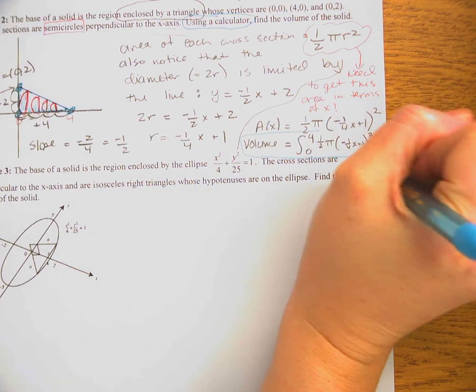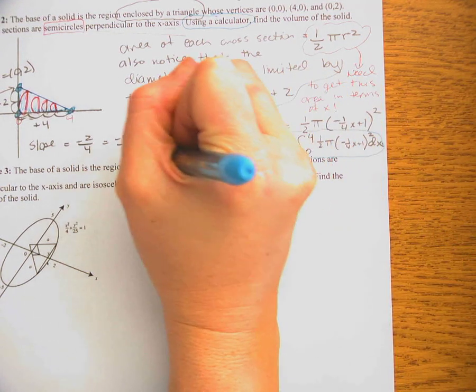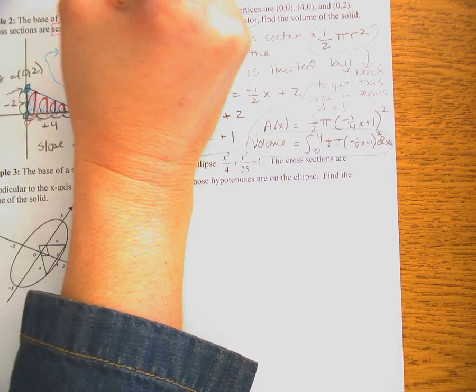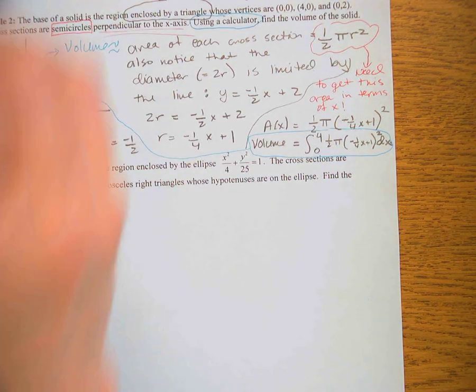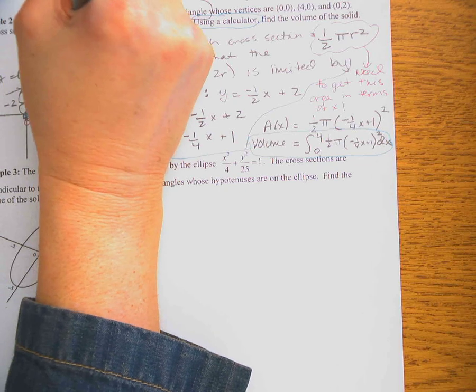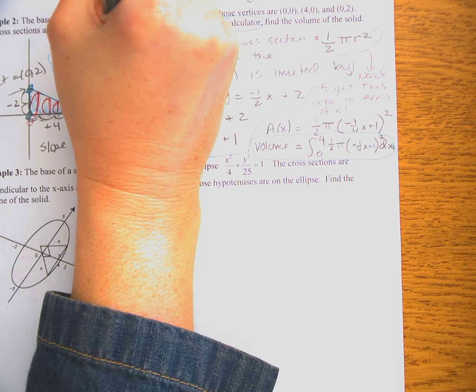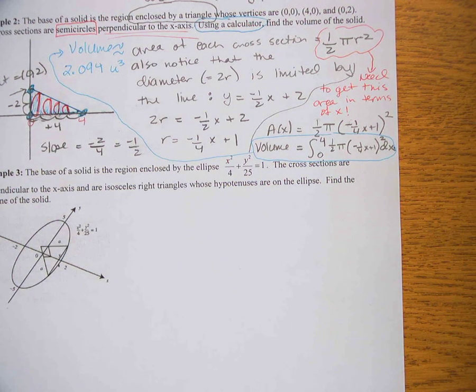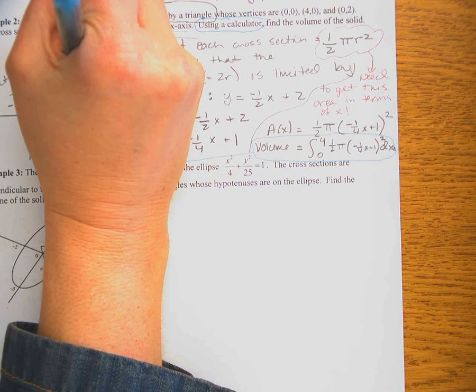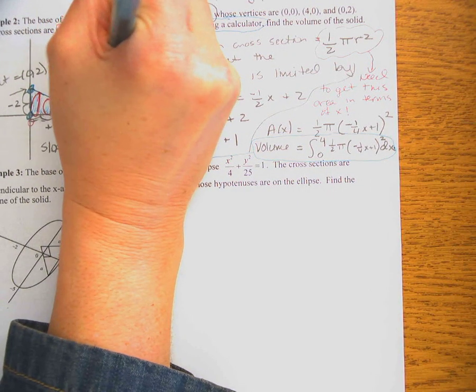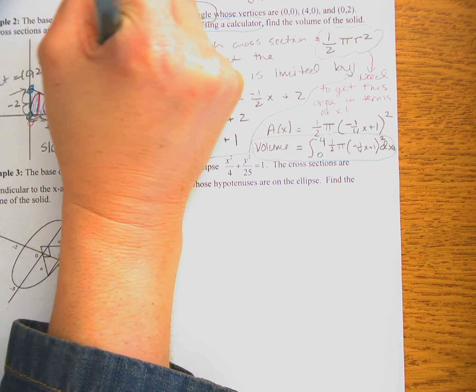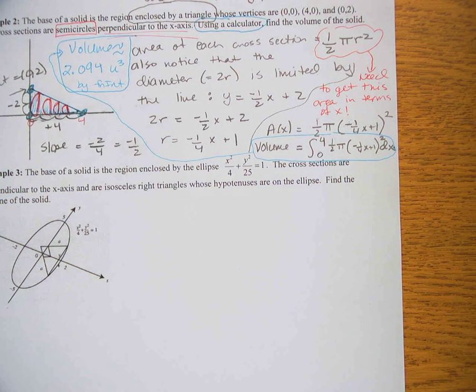So let's take the answer to this, and I'm going to write it over here. So volume ends up equaling approximately 2.094 units cubed, because it never gave us what units. I just know that it's cubed because we're talking about volume. And then I'll just put by FNINT. Okay, so that was example 2.